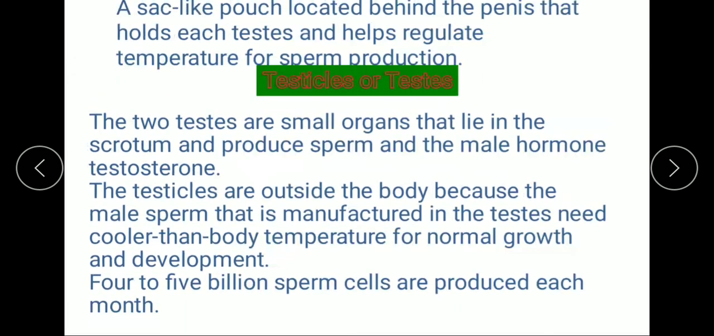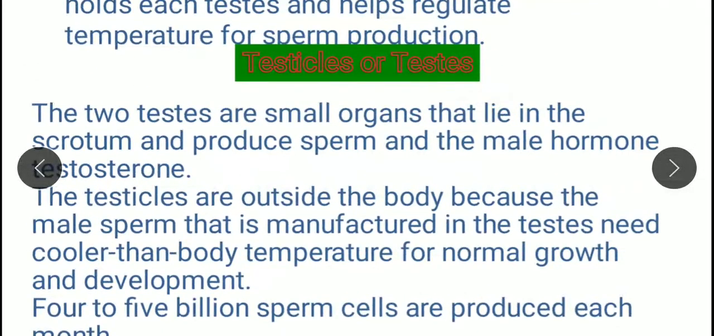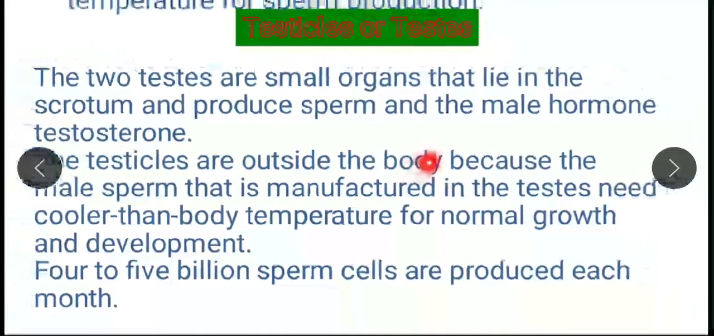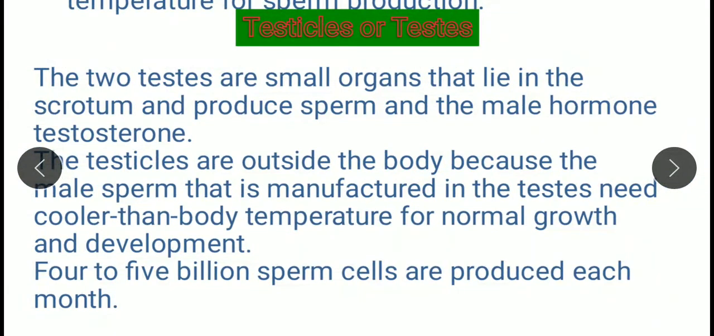Then next one, testes. A primary male sex organ is called testes. The two testes are small organs that lie in the scrotum and produce the sperm and the male hormone testosterone. The male reproductive organs secrete hormones called male reproductive hormones, namely testosterone.